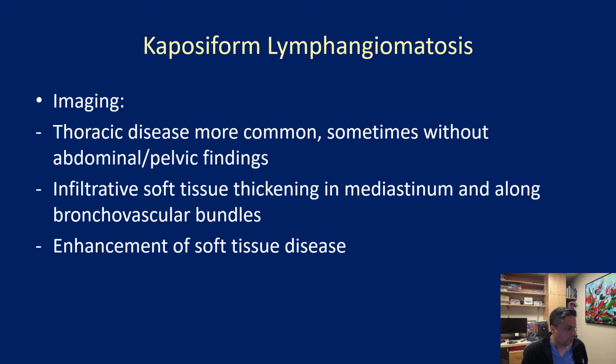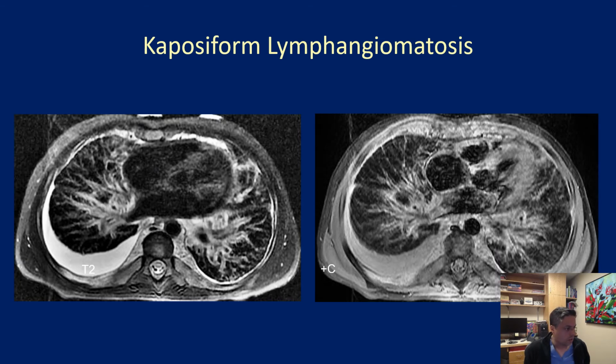The infiltrative soft tissue disease seen in the mediastinum then extends along the bronchovascular bundle, and on administration of contrast, here the soft tissue disease enhances, which again is different to that of CCLA. These two axial MRI slices of the chest demonstrate the pertinent findings. There is extensive soft tissue disease extending from the mediastinum along the bronchovascular bundles. Administration of contrast enhances avidly.